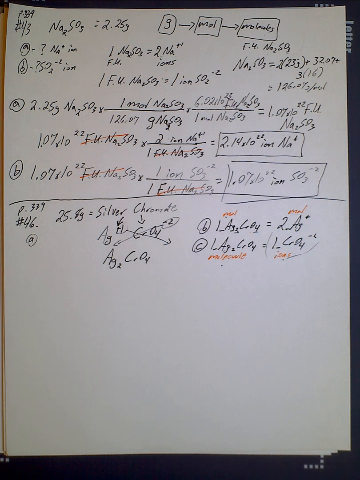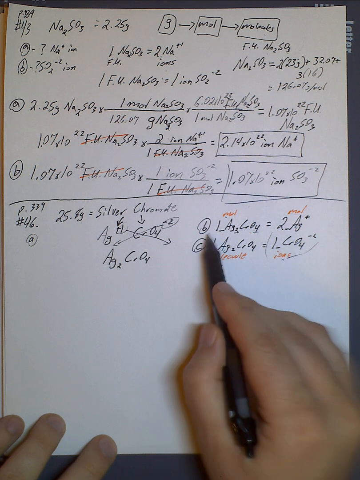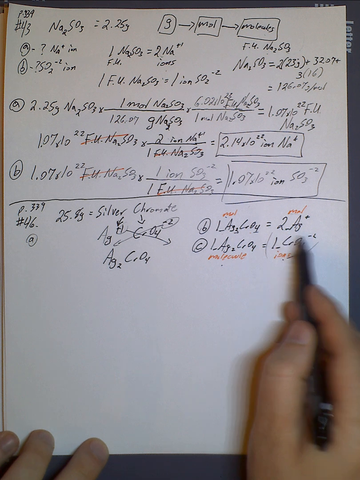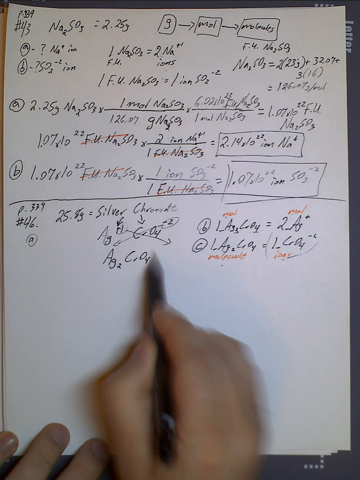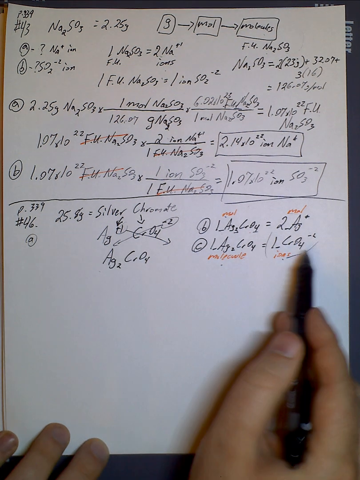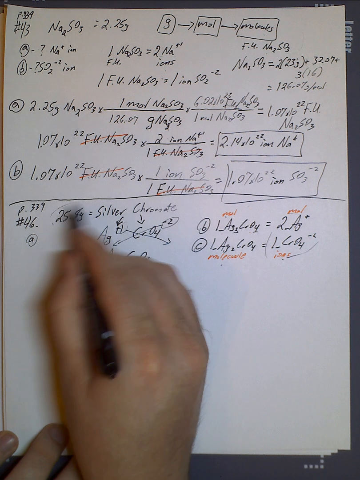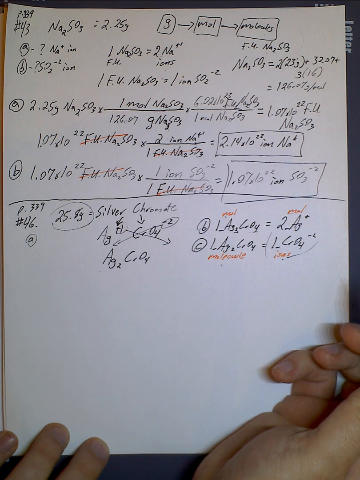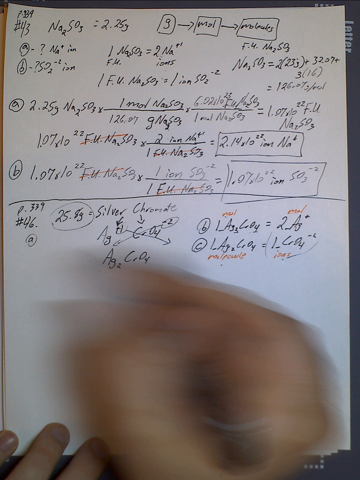D wants to know how many grams of 1 formula unit of silver chromate. So, what is the mass? Oh, I misread the question. I misread the question badly, and I just realized it. The questions for B and C weren't asking how many ions were in one of these. It was asking how many ions were in 25.8 grams of silver chromate. So I actually got some math to do for B and C.